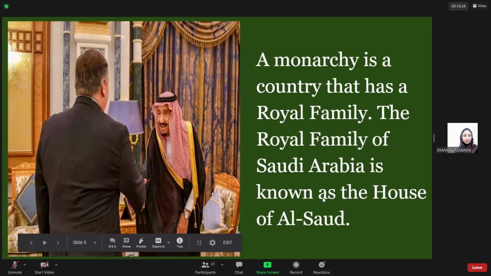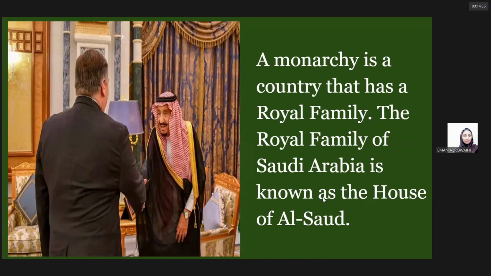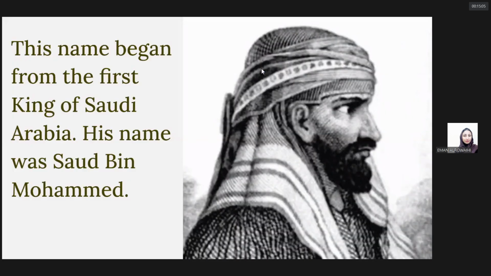And of course, the Saudi royal family, it's a wide-reaching family. There are around, I think, 1,500 members of the royal family in Saudi Arabia, of Al Saud family. So, a monarchy is a country that has a royal family. The royal family of Saudi Arabia is known as the House of Al Saud, that the country is named after them.